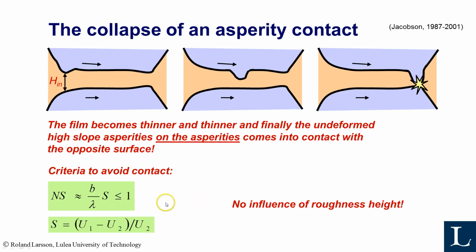Jacobson came up with a very simple relationship, or criterion, to avoid contact: the number of asperities multiplied by a sliding speed number, which is defined like this, and which you may compute as the half width of the contact divided by the wavelength of the roughness, multiplied by S. If this is less than 1, then you don't have any problem with roughness. This is a rule of thumb, but it's a very nice rule since it's so simple and easy to apply.